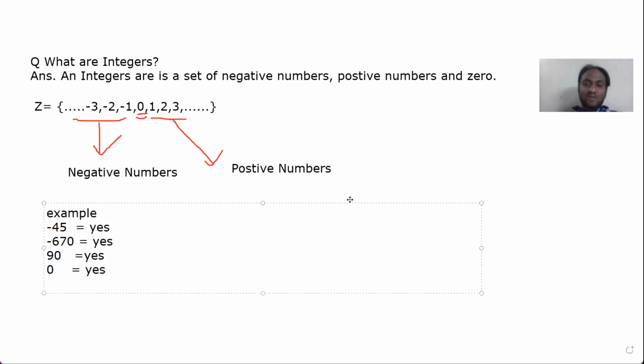Now again, suppose I give you the example 45. Is this an integer? Yes, it is very easy. Yes, it is an integer. Again, I'm asking, 95.67, is this an integer? No, this is not an integer because it's a decimal. So no, this is not an integer.